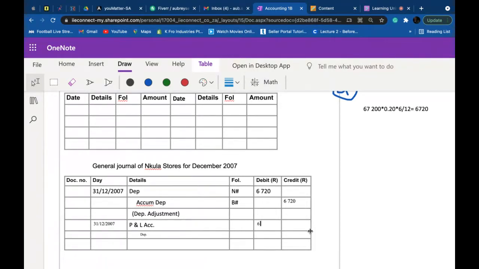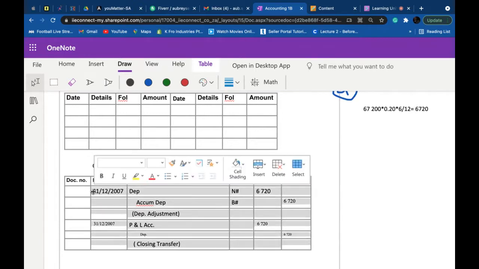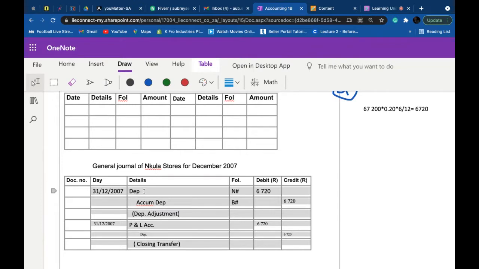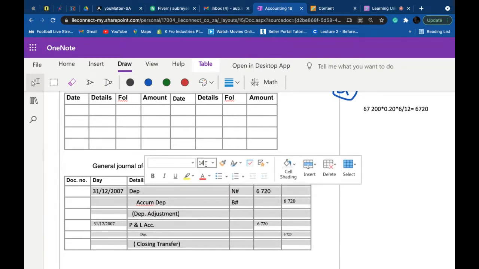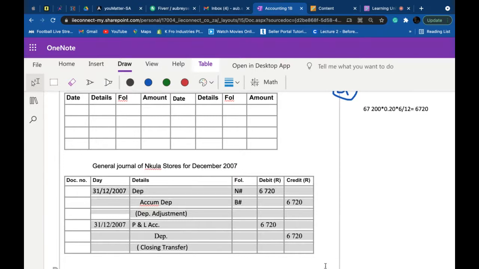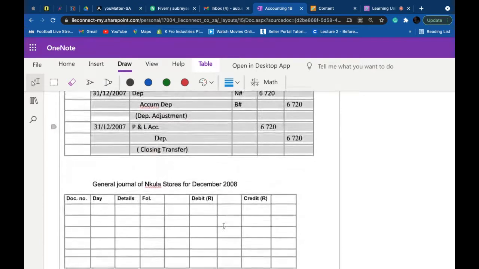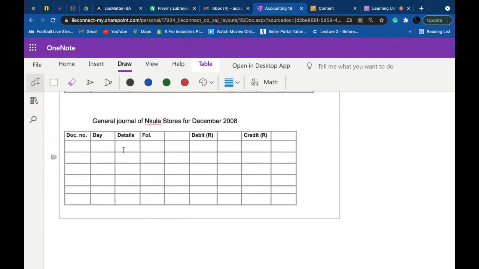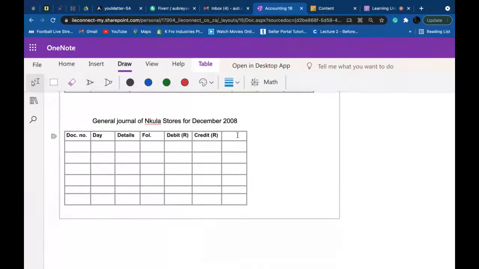Okay, so here again we're just throwing in the 6,720, and here 6,720. Your narration is going to be closing transfer. Okay, there we go. Everybody happy so far? So that's how we record it in the journals. Okay, we might as well just do 2008 as well. See, can you see how easy it is? Once you've calculated your depreciation, it's now just about recording things in the right places.